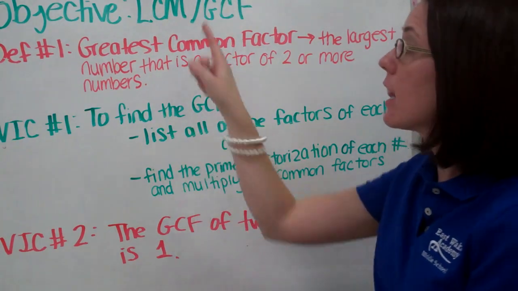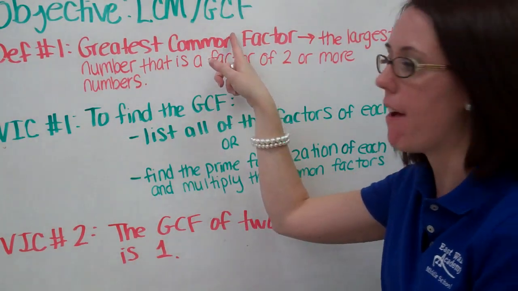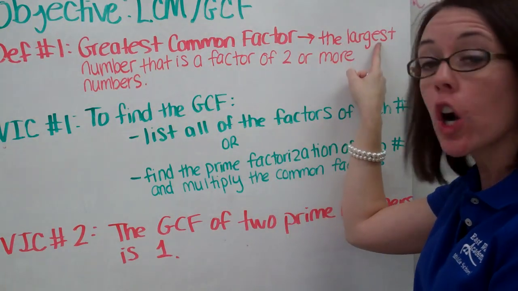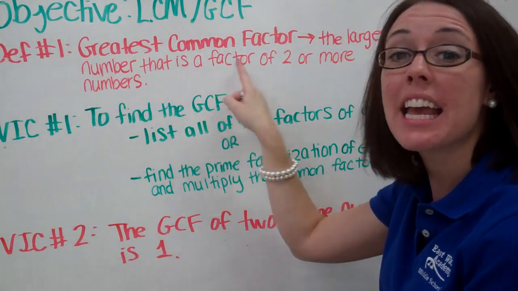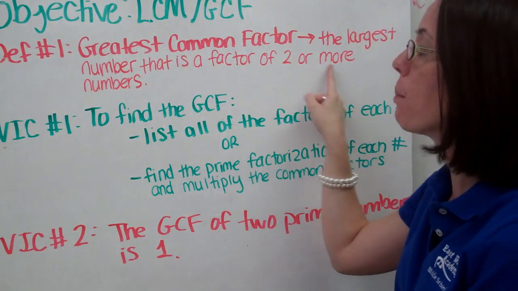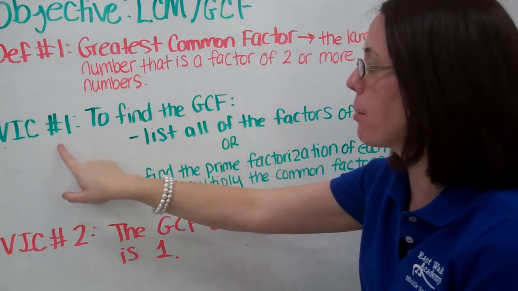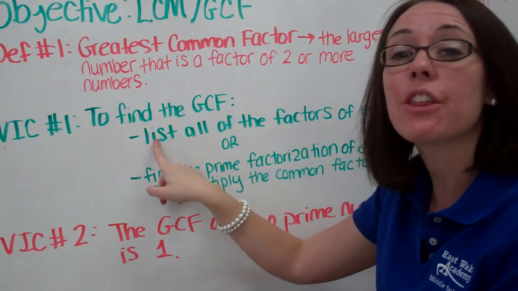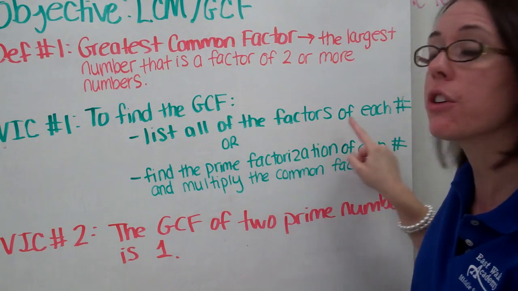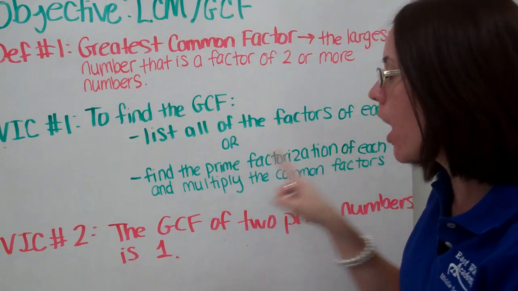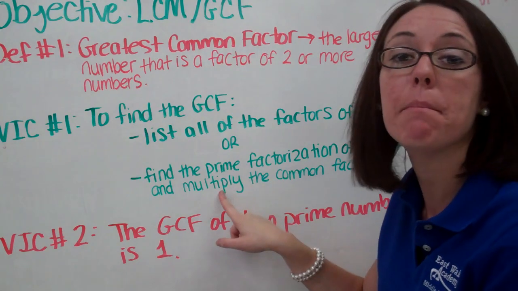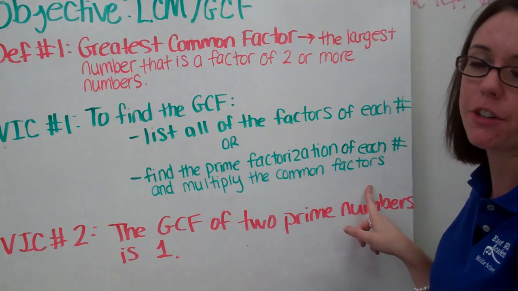Today's objective is least common multiple and greatest common factor. Definition 1. Greatest common factor is the largest number that is a factor of two or more numbers. Tip number 1. There are two ways to find the GCF. You can either list out all of the factors of each number or find the prime factorization of each number and multiply the common factors.